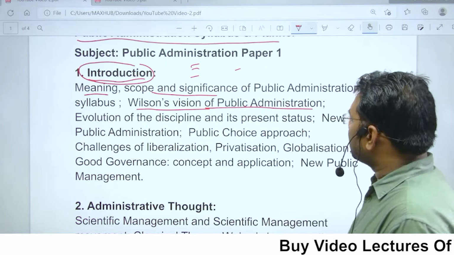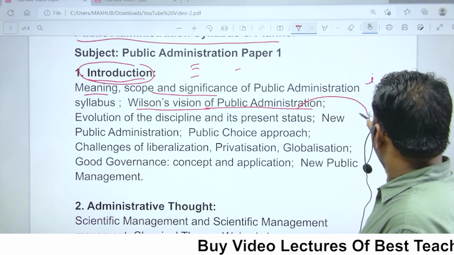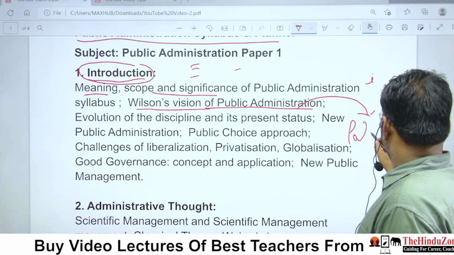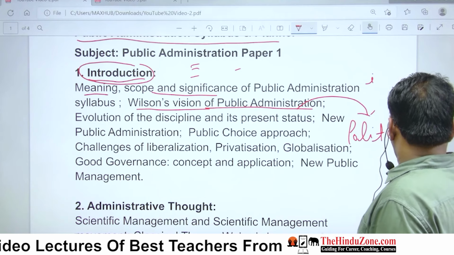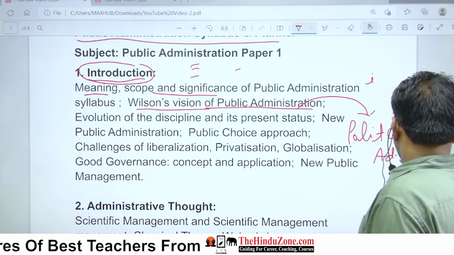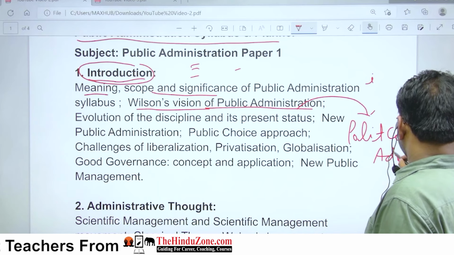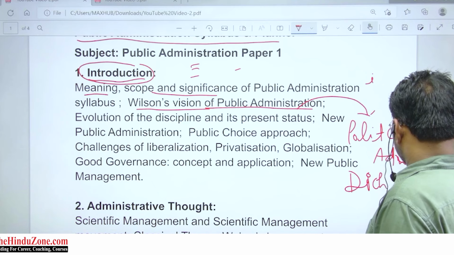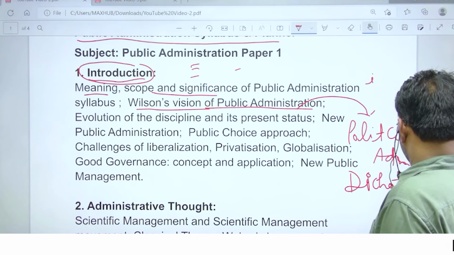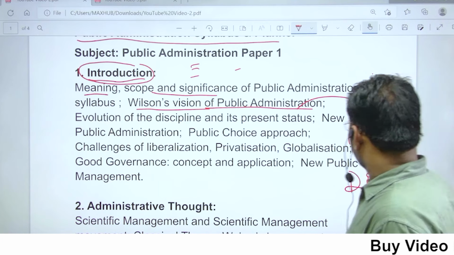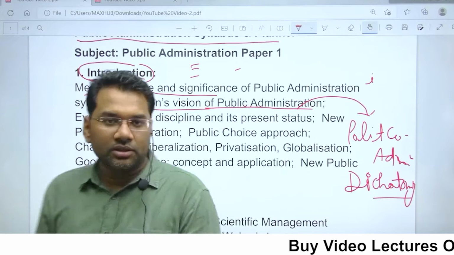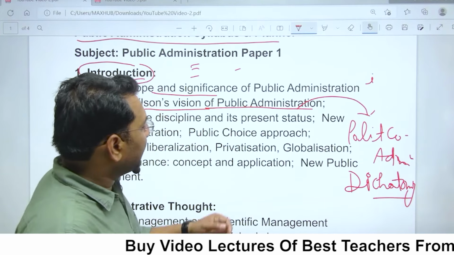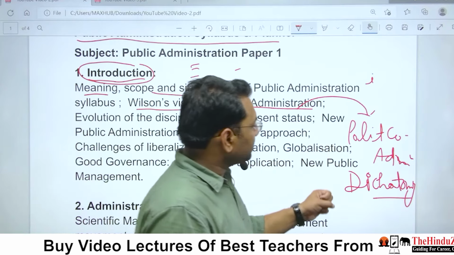So for the Wilson vision of public administration, basically we will be talking about the Politico administrative dichotomy. Okay, so Politico administrative dichotomy, right? Woodrow Wilson's vision deals with the Politico administrative dichotomy.